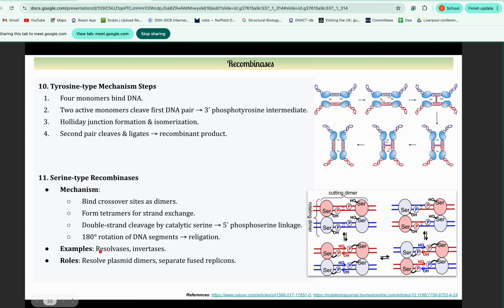So the examples are resolvase and invertase, and their role is to resolve the plasmid dimers and separate the fused replicons. This reaction is reversible or interconvertible. So it can either lead to the crossover product, or it can also convert this crossover product back into the known crossover product. Similarly, as I mentioned, it can resolve the plasmid dimers, it can act as resolvase, or it can also act as invertase.